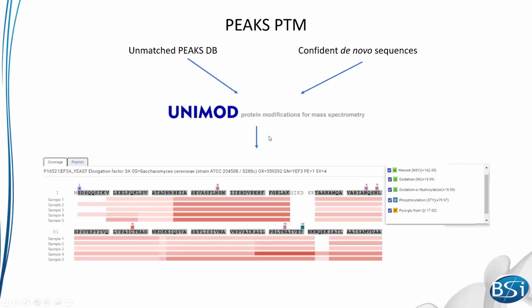And then from there, we're able to search for all of the naturally occurring modifications in the Unimod database, and then return not only your unmodified peptides, but also any unexpected modified peptides as well.